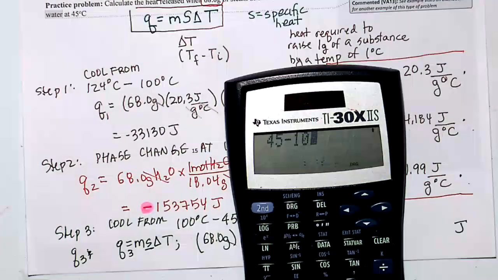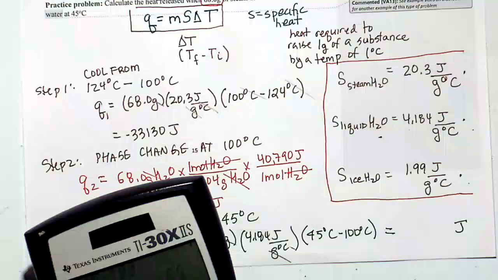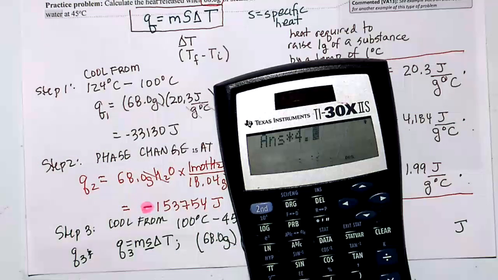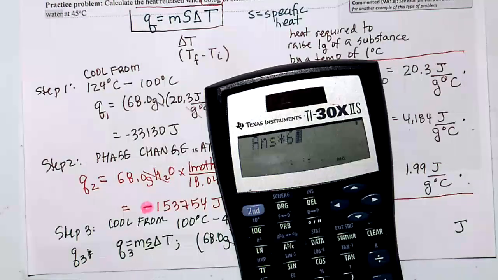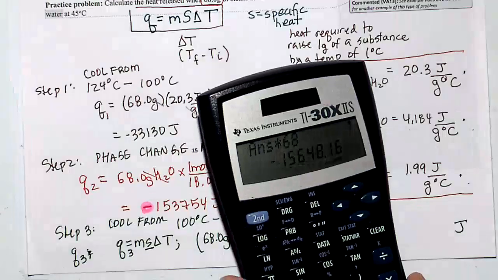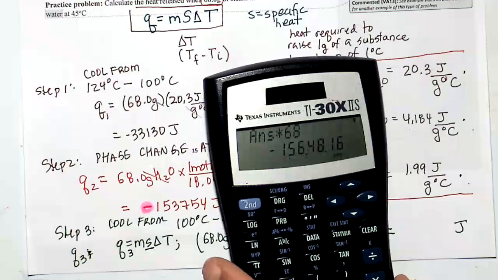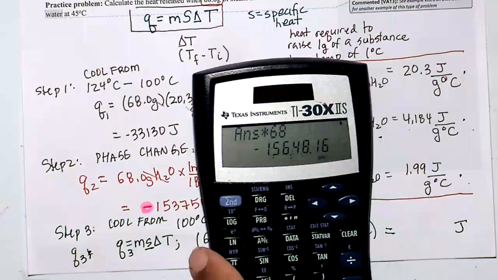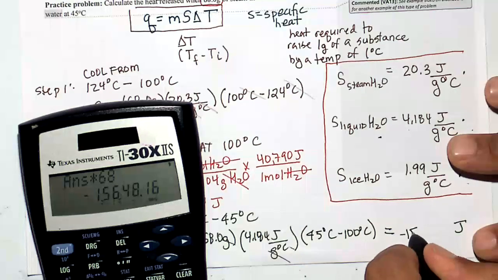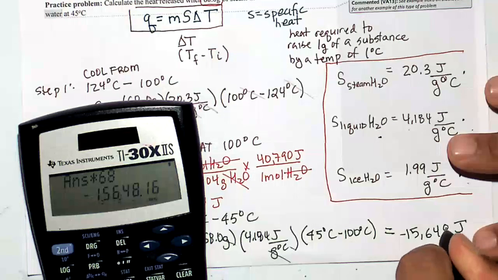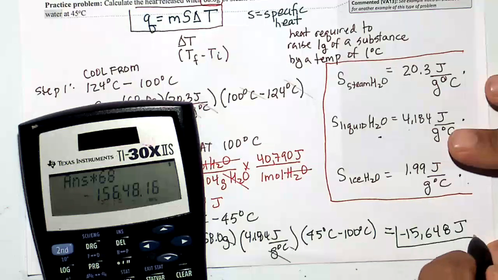So what's 45 minus 100? Minus 55 times 4.184 times 68. I'm getting minus 15,648. Anybody get that? Or something close to that? Minus 15,648 joules.